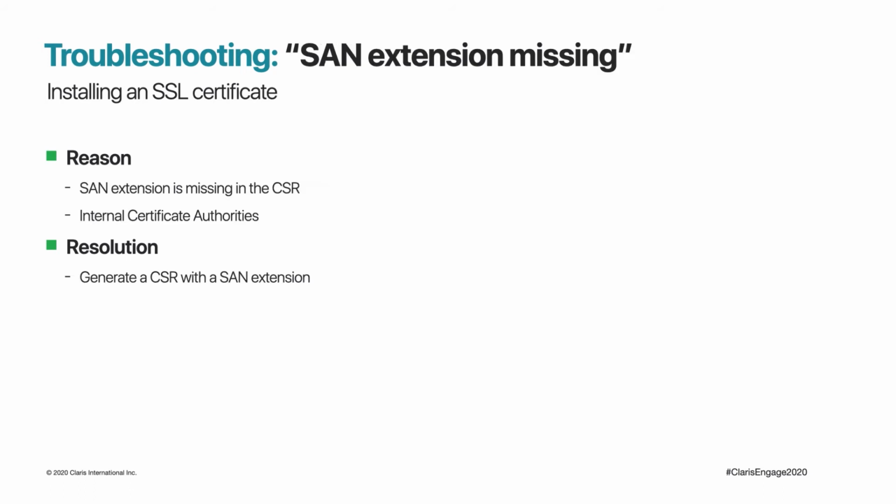Second issue that can happen, and it happens most of the time in internal organizations with internal certificate authorities, is the feedback that the SAN extension is missing. What is a SAN? The reason you get it is because there is a missing SAN extension. And how do you solve it? By generating a CSR with a SAN extension. Before we go into showing how to do this, let's first explain what a SAN extension is.